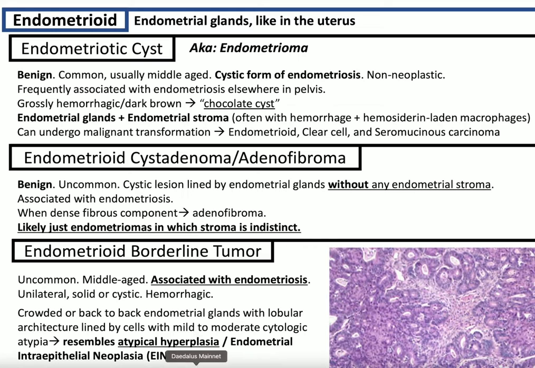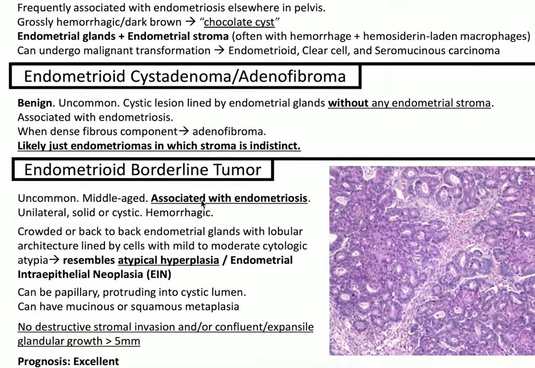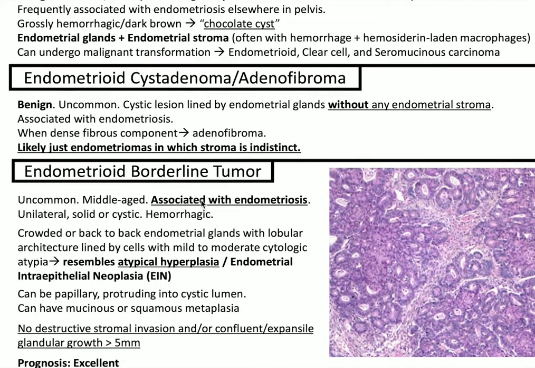Endometrioid cystadenoma, adenofibroma. This is benign. It's a cystic lesion lined by endometrial glands without any endometrial stroma, and it's associated with endometriosis. And when you have dense fibrous components, then it's an adenofibroma, endometrioid adenofibroma. Likely just endometriomas in which the stroma is indistinct.